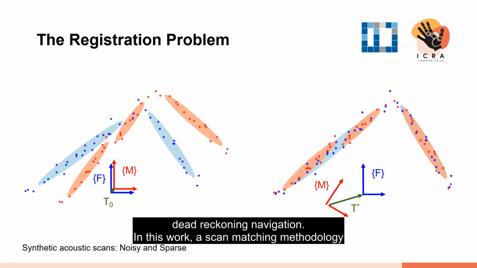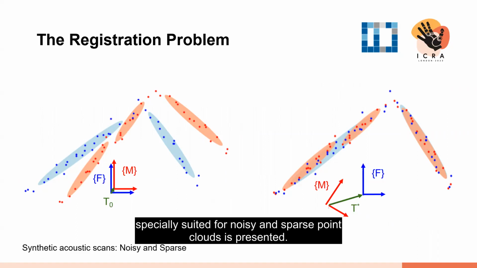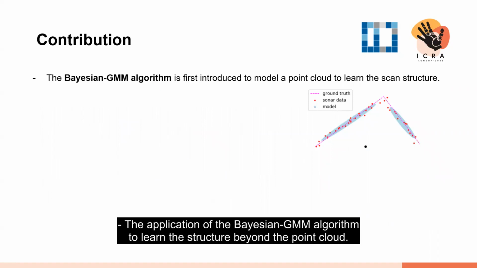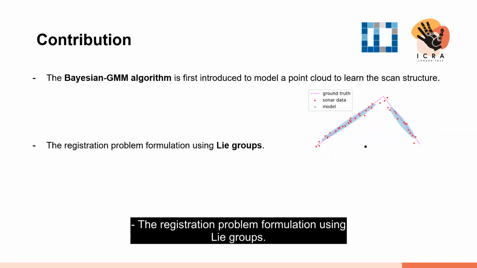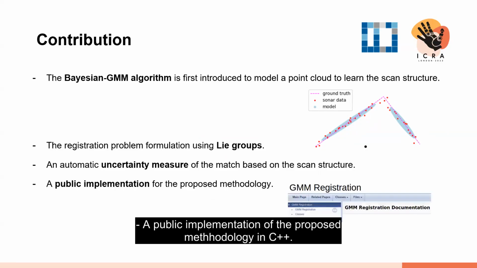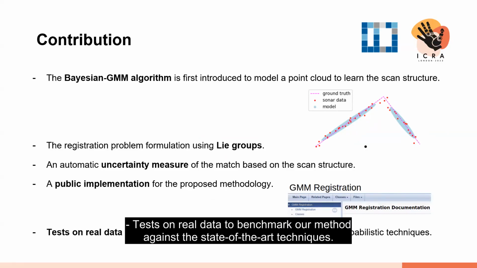In this work, a scan matching methodology, specially suited for noisy and sparse point clouds, is presented. Its main contributions are the application of the Bayesian-GMM algorithm to learn the structure beyond the point cloud, the registration problem formulation using Lie groups, an automatic uncertainty measure for each registration based on the scan structure, a public implementation of the proposed methodology in C++, and tests on real data to benchmark our method against the state-of-the-art techniques.